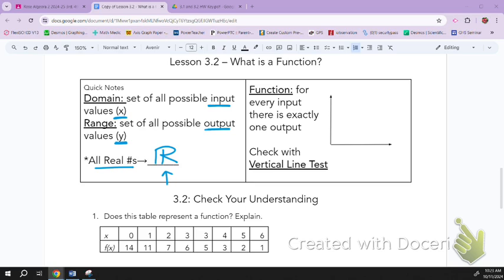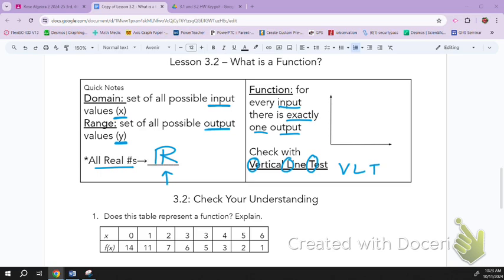We'll continue. A function: for every input, there is exactly one output. And we can check our graph with the vertical line test. If you want to abbreviate it, that's totally fine with me, but I would write it out right now, so you're not looking at your notes later saying, what does VLT mean?